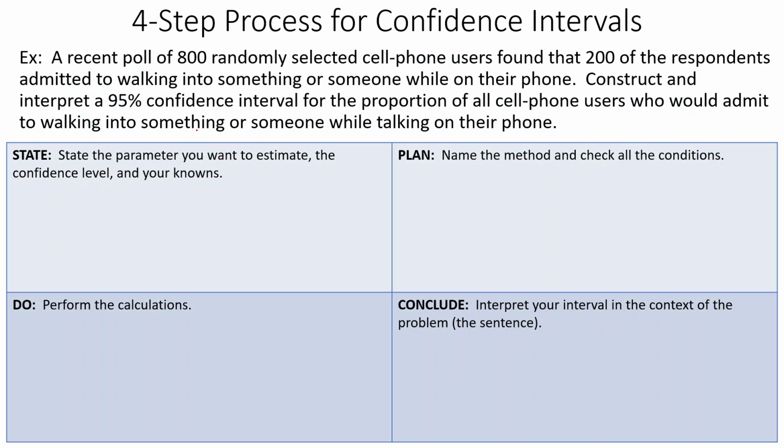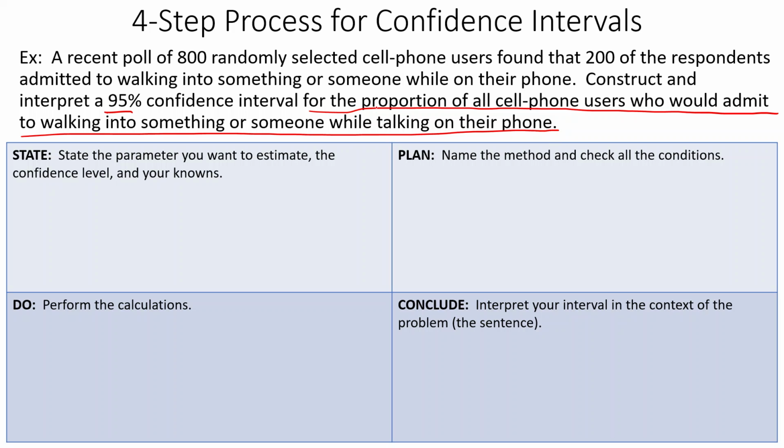All right, so here's an example. A recent poll of 800 randomly selected cell phone users found that 200 of the respondents admitted to walking into something or someone while on their phone. Admit it, you've probably done it. I've done it. Construct and interpret a 95% confidence interval for the proportion of all cell phone users who would admit to walking into something while talking on their phone.